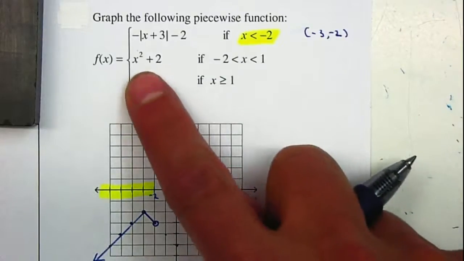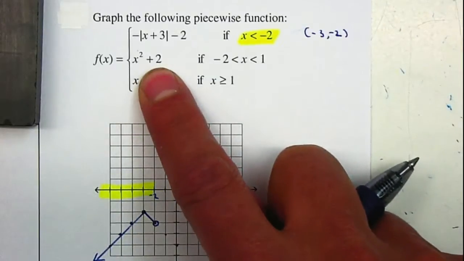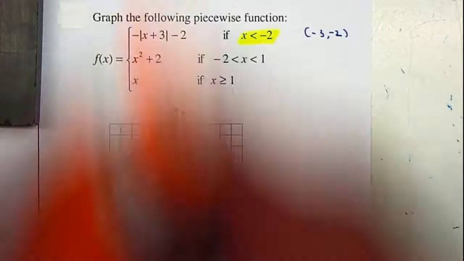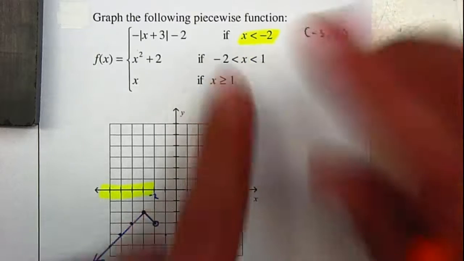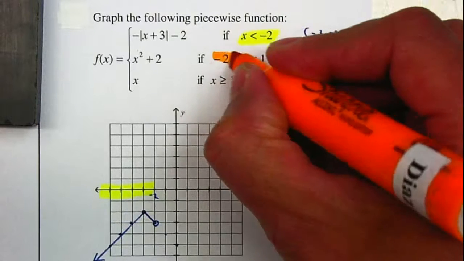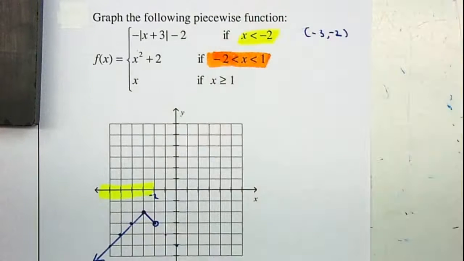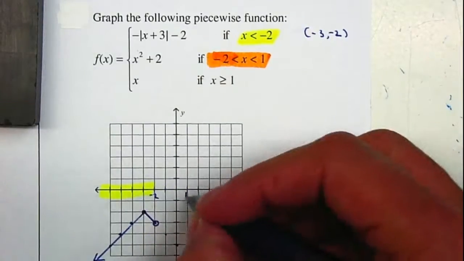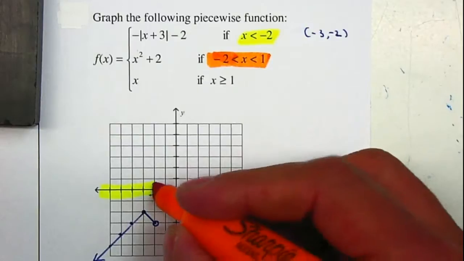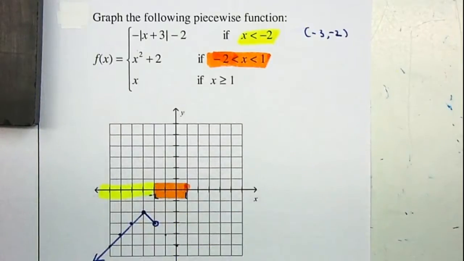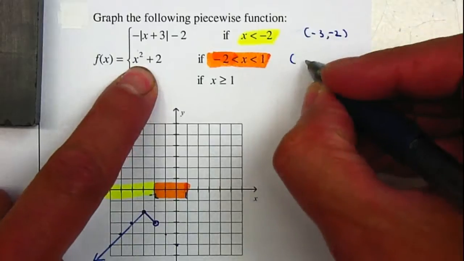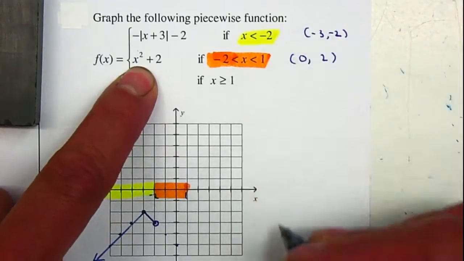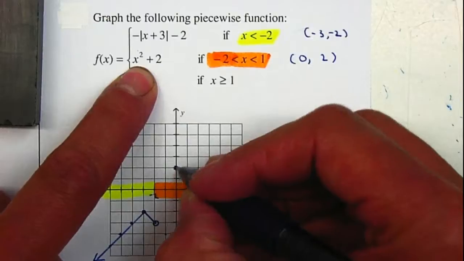For the second function we have x squared plus 2, that's a parabola, and this function only applies when x is greater than -2 and x is less than 1. So when x is between -2 and 1, from -2 all the way up to 1 is going to be the second part. This is a quadratic equation, so it's a parabola. It's in vertex form, so your vertex is 0, +2.